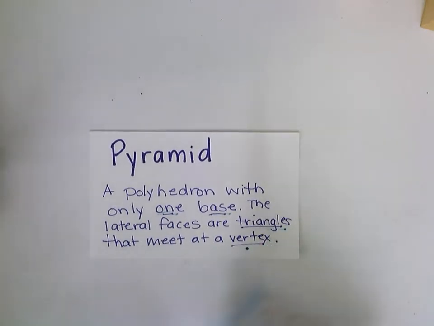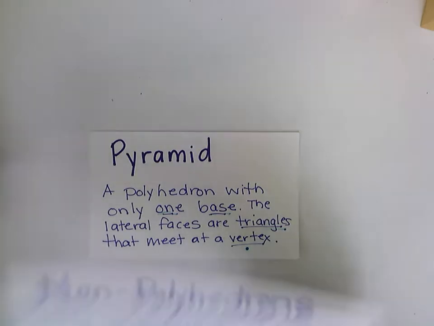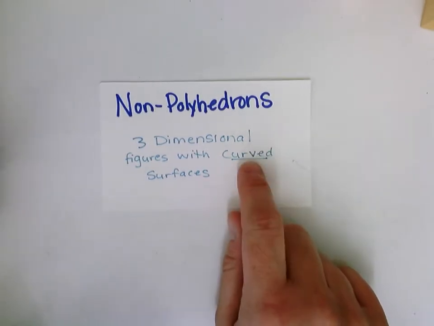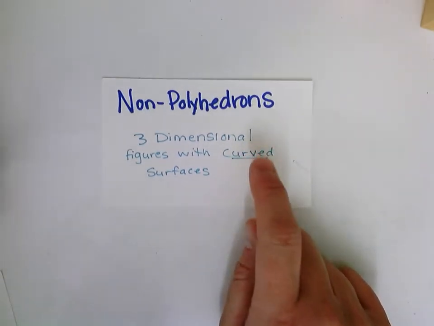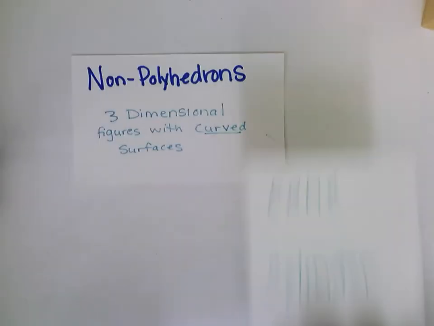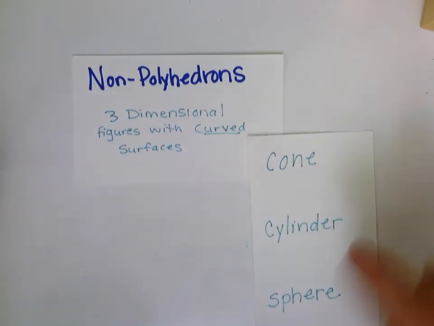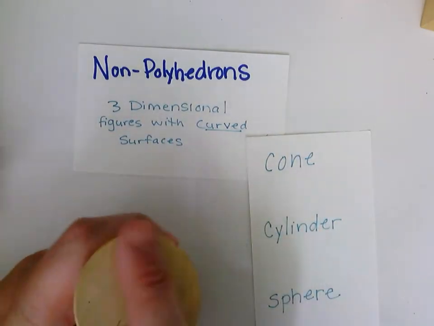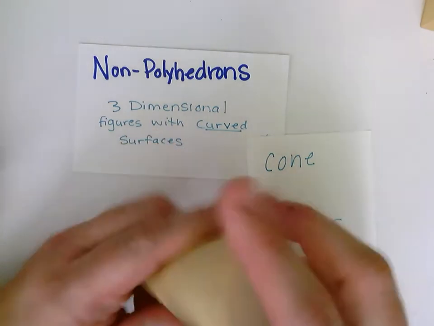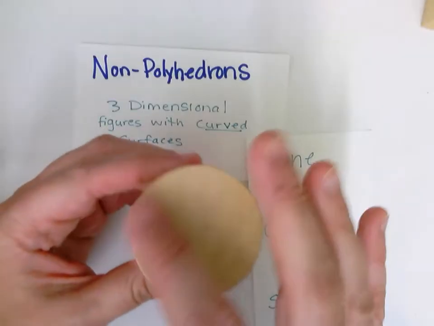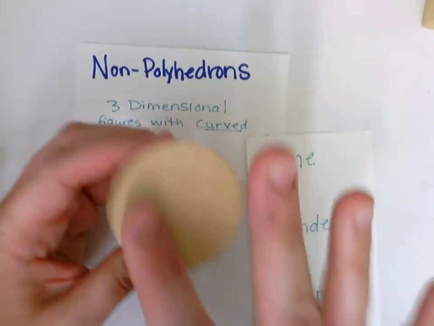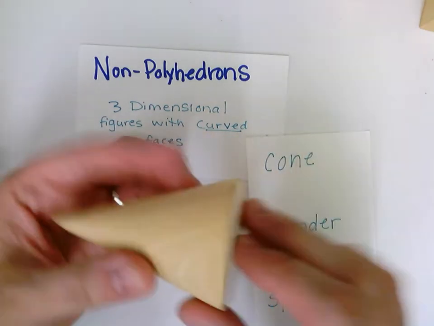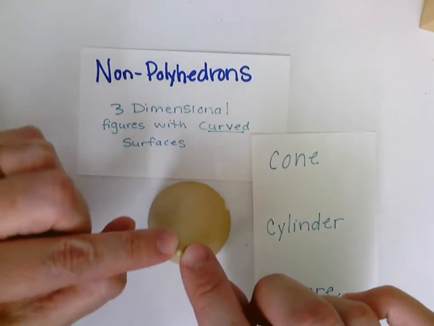We also have things that are not polyhedrons, non-polyhedrons, and these are our three-dimensional figures that have a curved surface. There are 3 types that we're going to talk about: cones, cylinders, and spheres. A cone has a circle as a base. Cones will only have a circle as a base. You can't have a square base or an octagon base on a cone because then the surfaces will not be curved. It only has a circle as a base, and the curved side meets together at a point, kind of like a pyramid does.